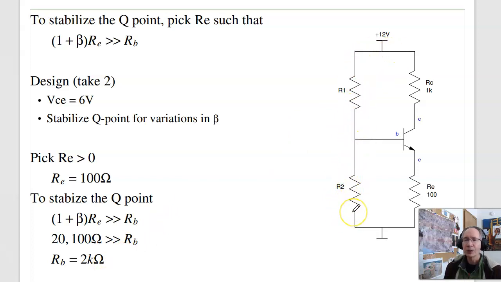12 volts across 1 ohm is 144 watts. I'm dissipating a lot of heat. So make this large, but not too large. And a common trade-off is just make it 10 times smaller.